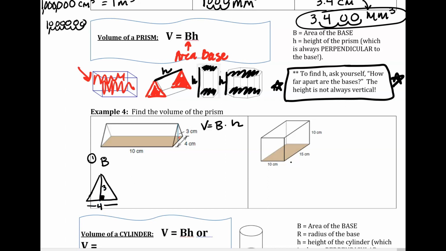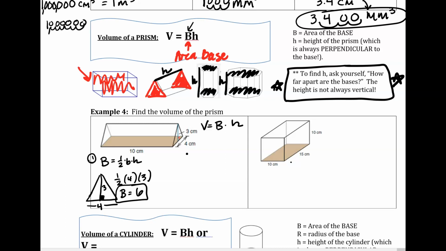With area of the base, you're going to have to use whatever formula you need, depending on what shape the base is. So if the base is a triangle, it's going to be 1/2 base times height of the triangle. So 1/2 times 4 times 3, and you're going to multiply that out, and we end up getting area of the base is 6 square centimeters. So that's one piece.